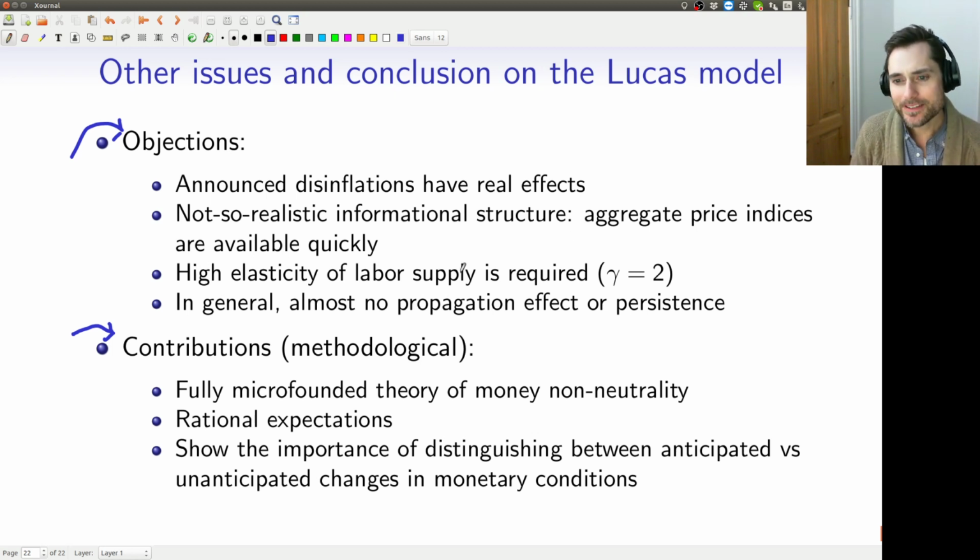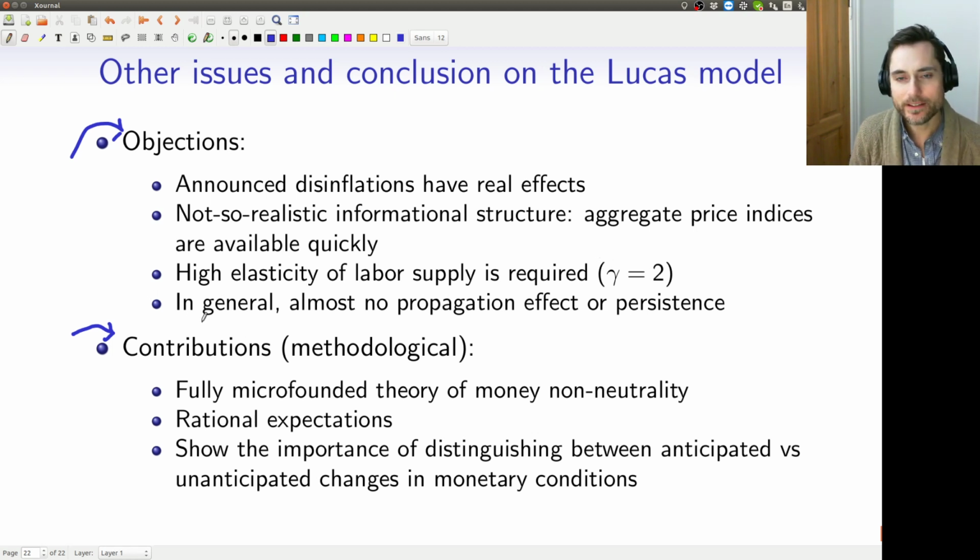A really high elasticity of labor supply is required, so you need gamma to be 2 or less, right? Otherwise there's not much reaction. You recall that if gamma is too high, that means that people really dislike working more. So if you change the prices, the households don't really respond. And it turns out that in the real world, people pretty much work full time. I think I've said this before. So there actually isn't much response of labor to prices or wages.